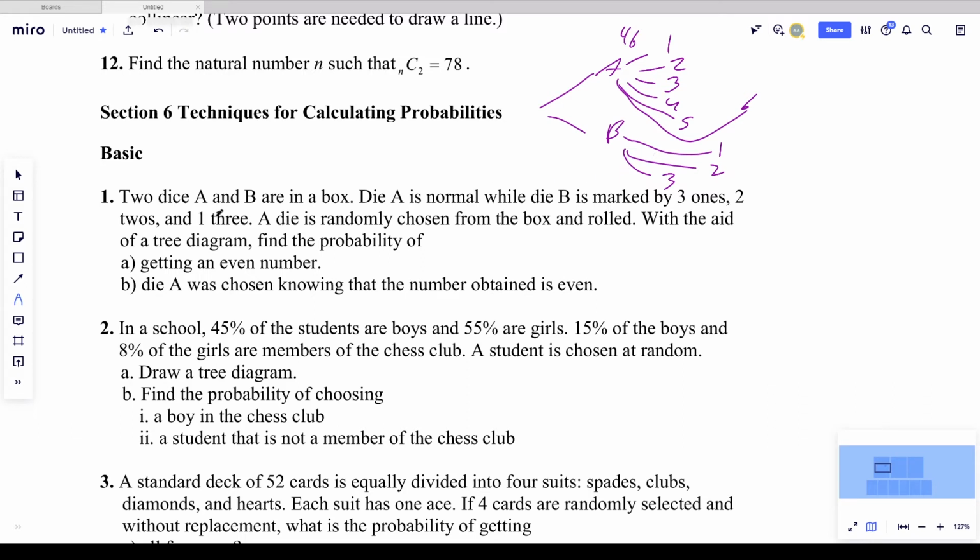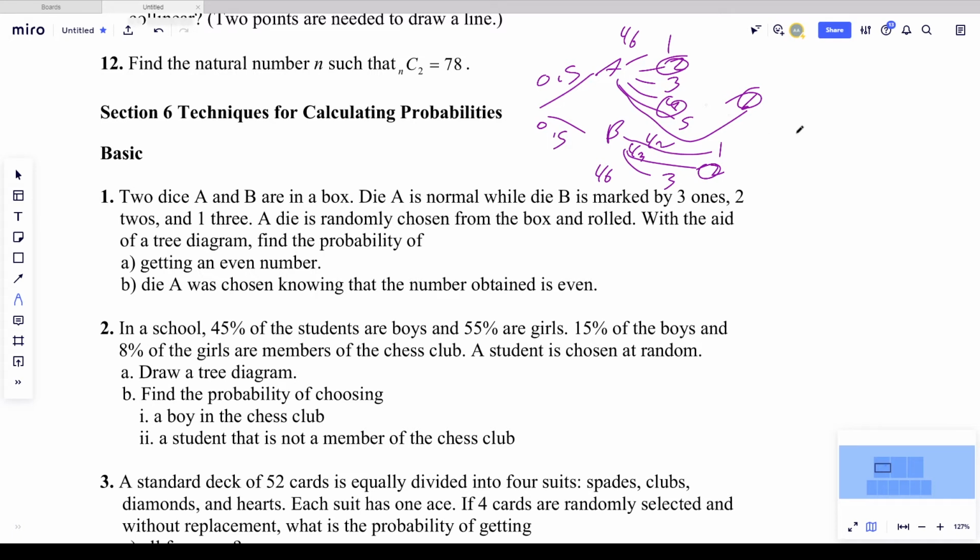Here for the 3, it's 1 over 6. This one, it's 2 in 6, so 1 over 3, and this one's half, which is why it's rigged. So anyways, the probability of getting an even number: you can either get 2, 4, or 6 from die A, or from die B you can get 2. And you just multiply. The probability here is half because it's randomly chosen.